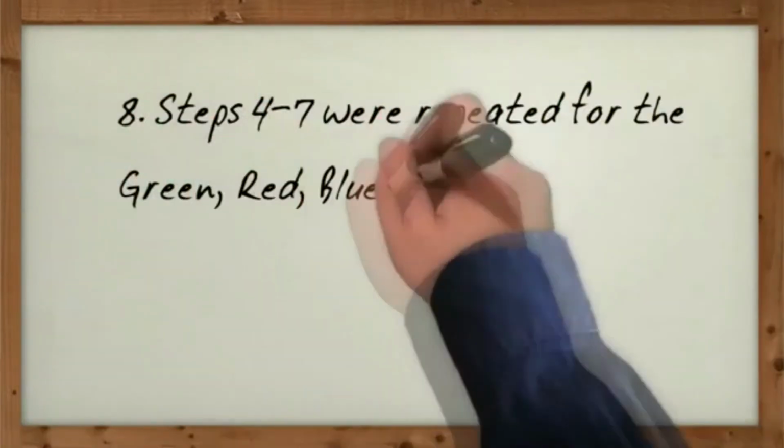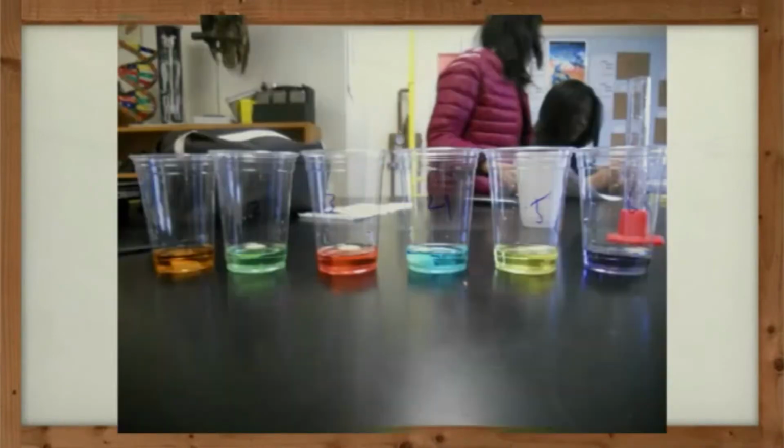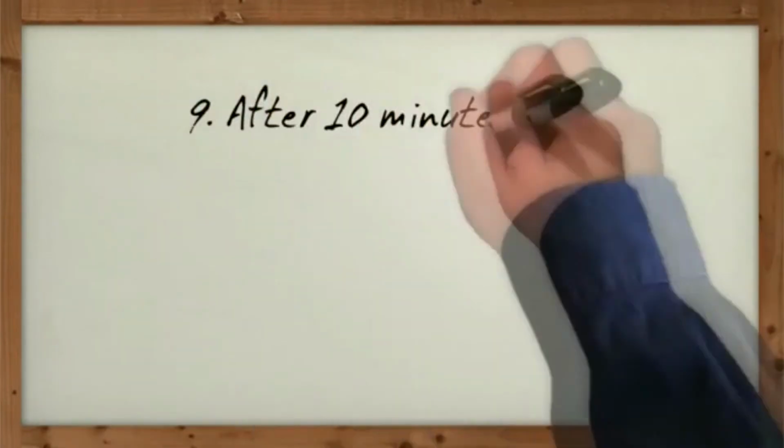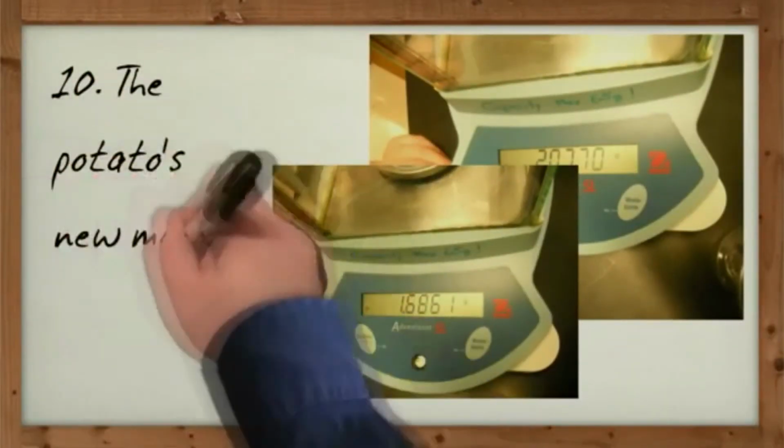Steps 4 and 7 were repeated for the green, red, blue, yellow, and purple solution. The plastic cups were labeled 2, 3, 4, and so on. After 10 minutes of soaking in the solution, the potato was removed and placed in the petri dish. The potato's new mass was recorded.